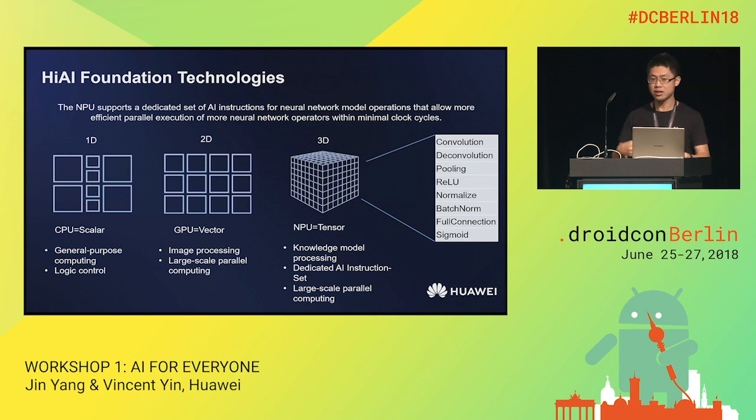So what kind of technology does HiAI use? Next, we are going to introduce the technology. You know, the computing of neural networks differs from the scalar computing and logic control of general purpose computing on the traditional CPU. It also differs from the vector computing, rendering and image processing on the GPU. The computing of neural networks involves special operator computing, including convolution, deconvolution, and full connection. In most cases, it involves tensor computing.